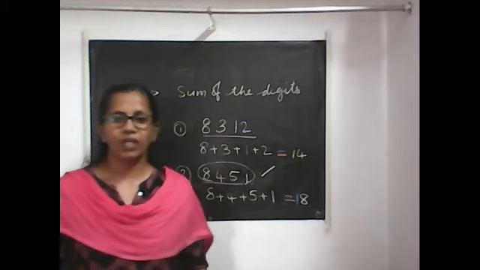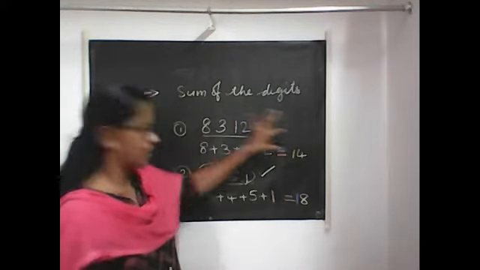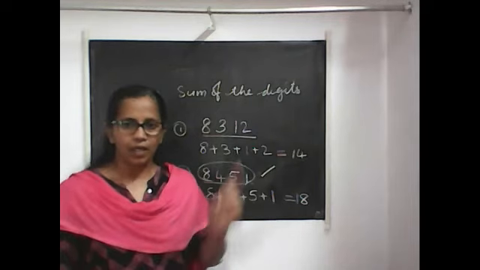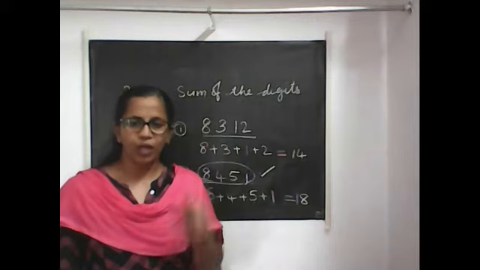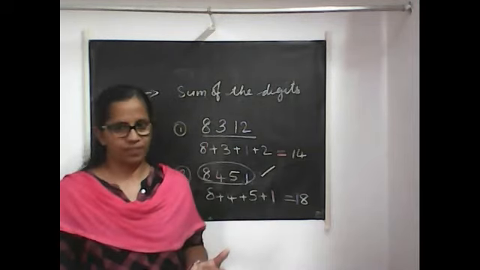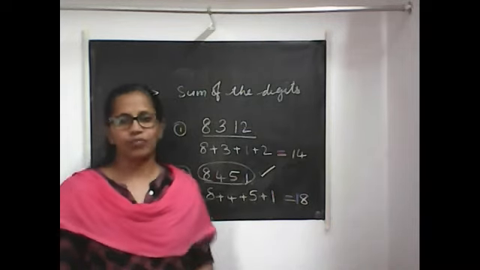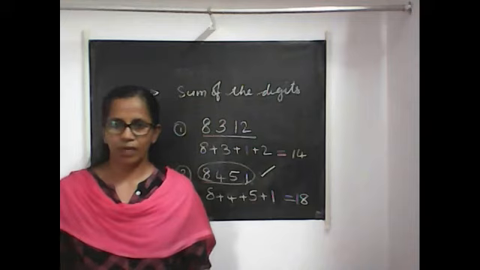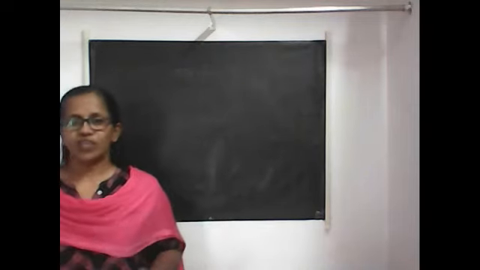How to check the divisibility by 3? First, you have to add the digits. Second, you will get a sum. Then, you have to check whether the sum obtained is there in 3's table as a product. If it is there, your given number is divisible by 3. Otherwise, it is not divisible by 3. Okay. Next is divisibility by 4.